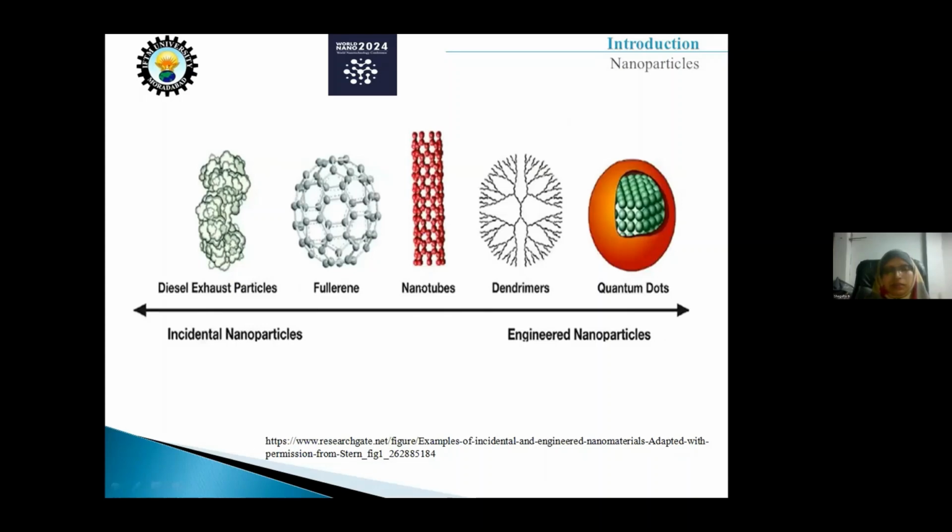These are some nanoparticles. Diesel exhaust particles are non-engineered, and remain the same as the natural product. There are fullerenes, which are like diamonds, and nanotubes. There are engineered nanoparticles which are made by humans, such as dendrimers and quantum dots. These are some examples of nanoparticles.